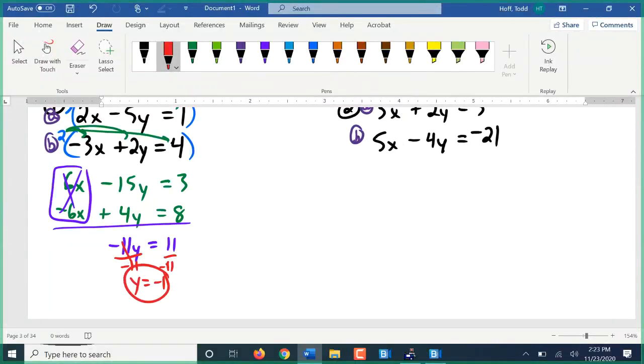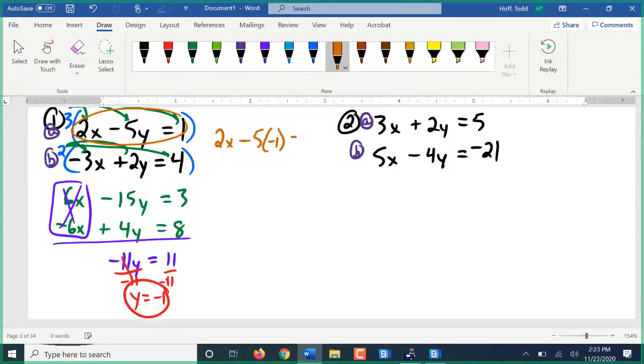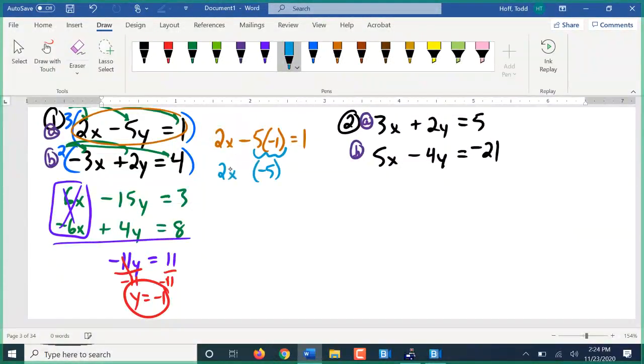Well, now we need to find x. I'll go back up. Doesn't really matter which equation. Let's do the top one. 2x minus 5 times negative 1 equals 1. We'll combine 5 times negative 1, which is a negative 5. So this is 2x minus a negative 5 equals 1. We're going to change that to plus a positive 5.